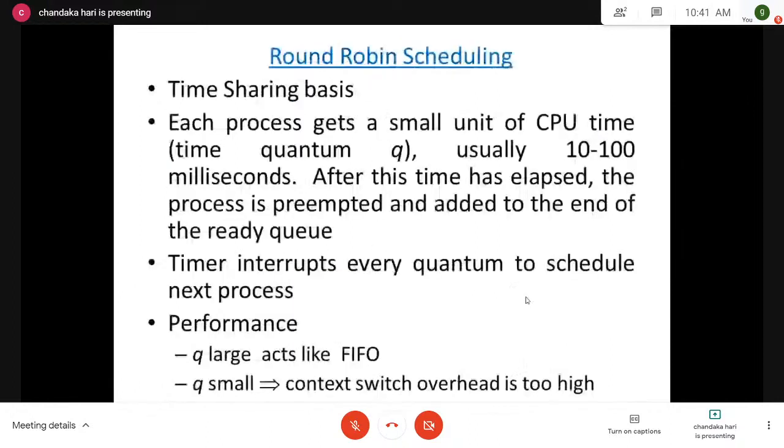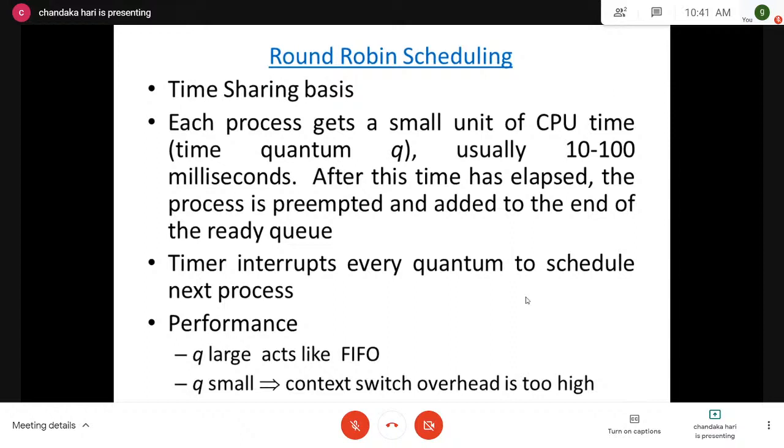That's it. Now we move on to the next kind of scheduling algorithm, which is round robin scheduling. So what is this round robin scheduling algorithm? It is purely based on time sharing operating systems. You know what time sharing operating systems are? In a time sharing operating system, a small amount of CPU time is dedicated to each and every process. How much time is dedicated is called the time quantum.